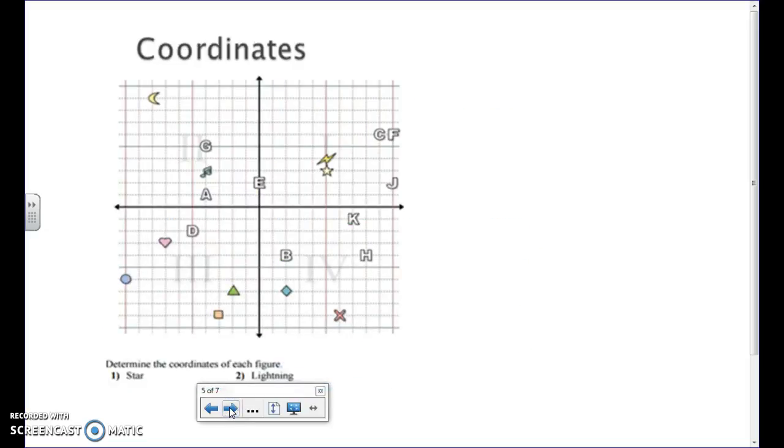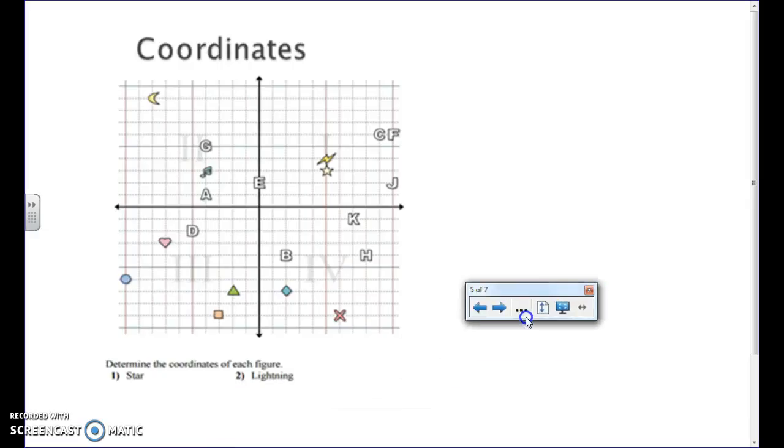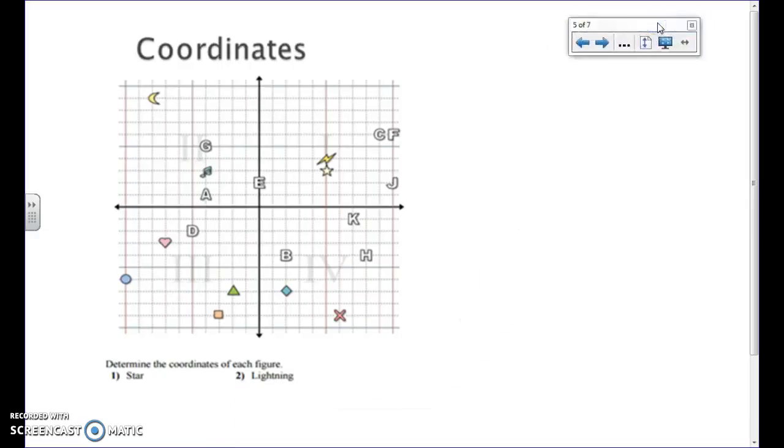Let's do an example here, and this is just a real quick one, and I think you guys are going to like this because it's not too challenging. It says determine the coordinate for each figure. So the star. I'm going to look for the star here, and I see the star is this guy right here. And I know my quadrants, 1, 2, 3, and 4. So I see that the star is in the first quadrant. So I would say quadrant 1. Oh, it actually doesn't ask me what quadrant it is. It says what the coordinates are. It is in quadrant 1.